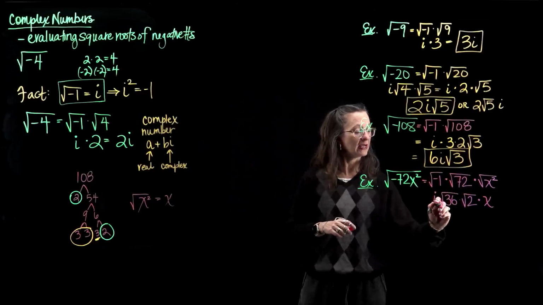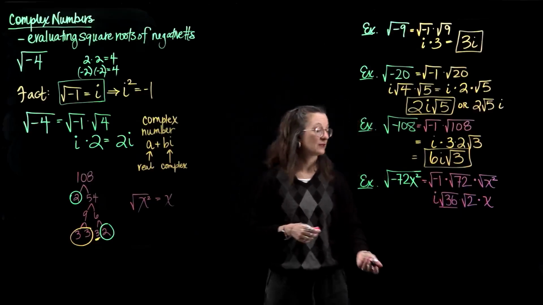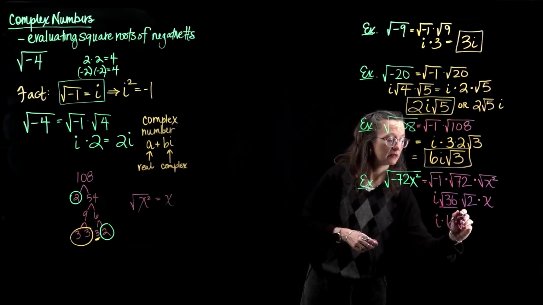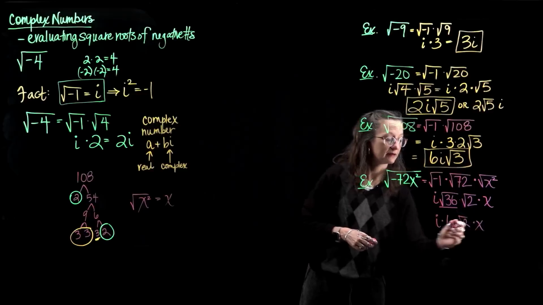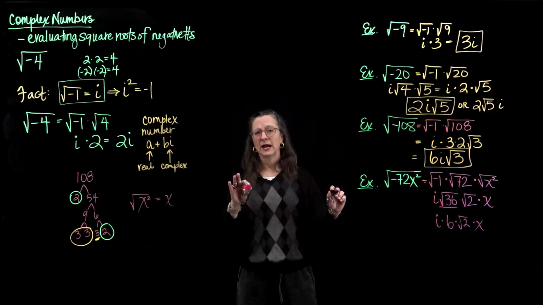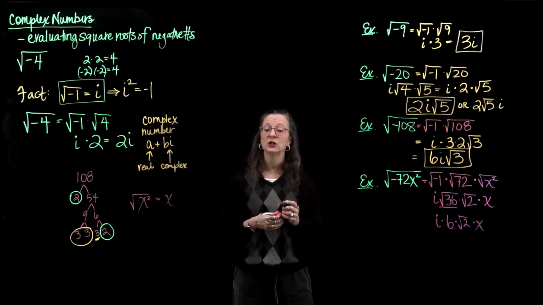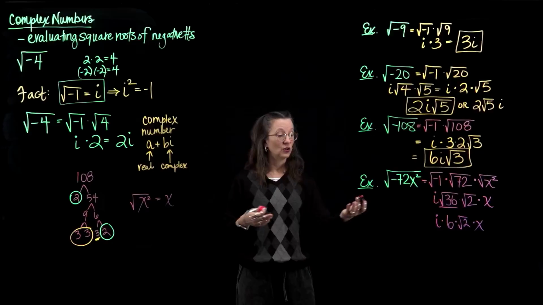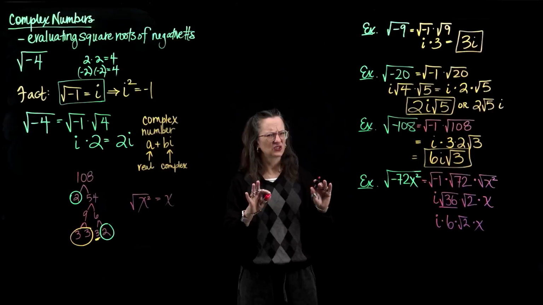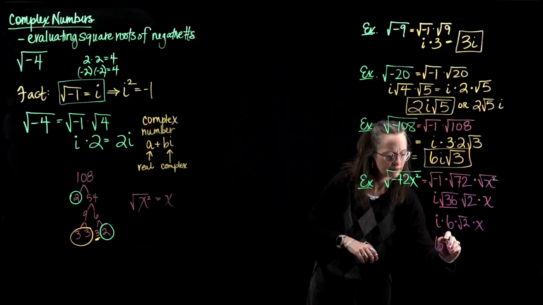Checking through that, I can evaluate square root of 36. That's just equal to 6. So I have i times 6 times square root of 2 times x. Now that answer is technically correct, but it's in the wrong order. So we're going to rearrange it to be conventional. But I want you to know that that answer is correct. It just looks funny. All right, numbers on the front.